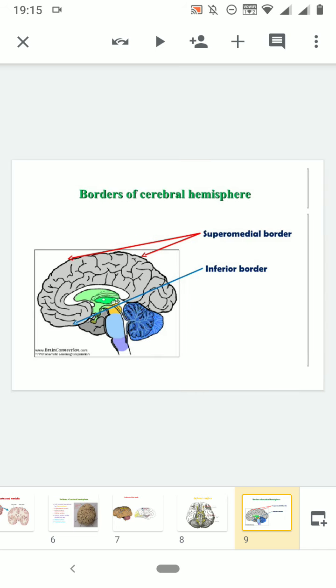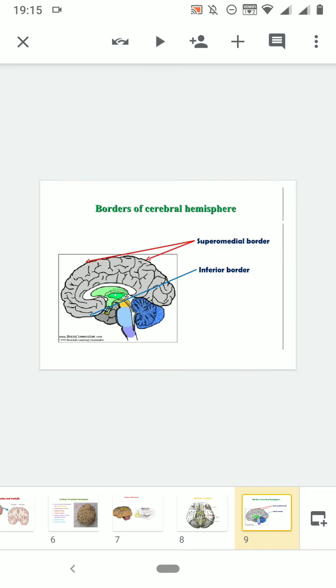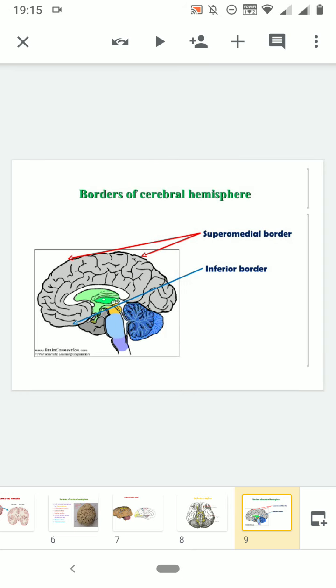So these are the borders, and for the borders and the surfaces you will get more clarity if you follow the video which I have already uploaded on the gross anatomy, gross specimen video. Then you can understand better. But this is for completion's sake. You have to write this in your theory papers.